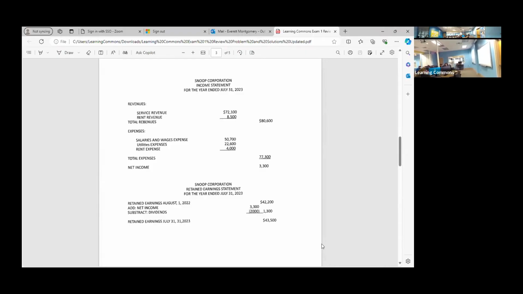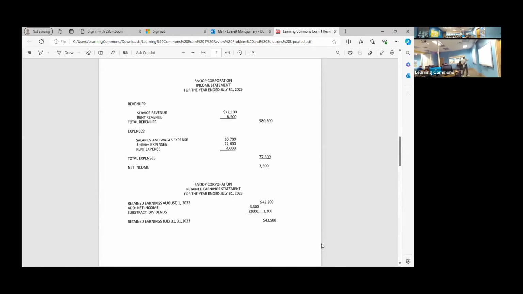But remember, dividends are not expenses. Now, after we do the retained earnings, notice the date on the retained earnings too, right? It's for the year ending. That one is for the year ending too. Make sure you know that: for the year ending, for a period of time.